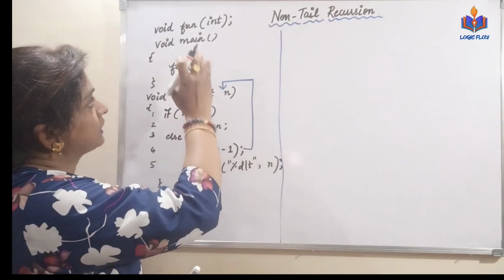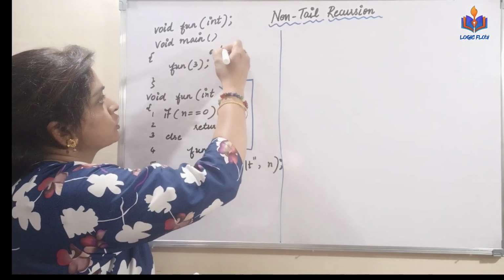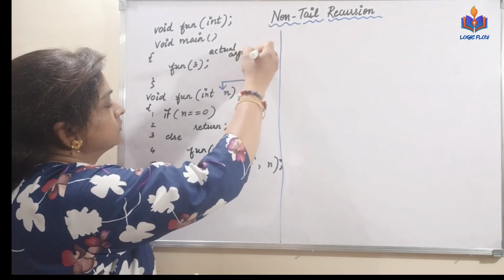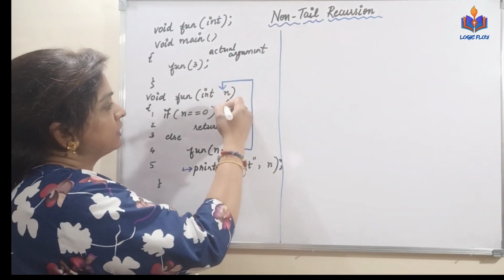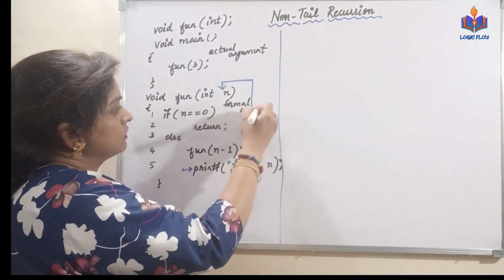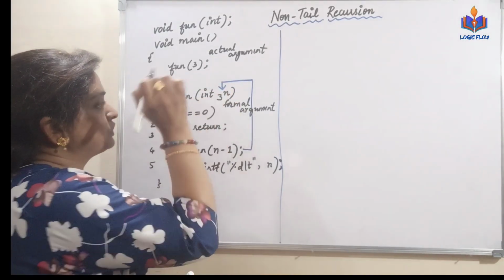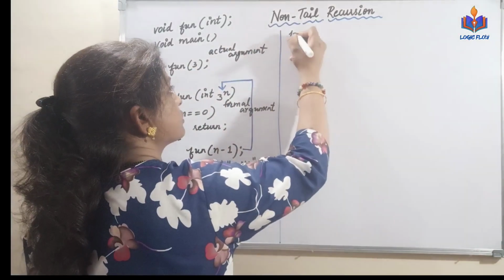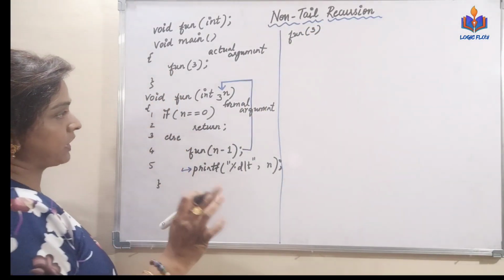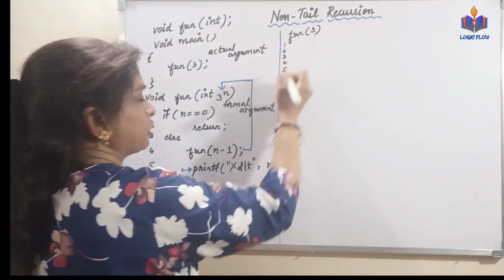So we have the function declaration, the main function. I am calling the function, passing the actual argument, which is received by the formal argument, that is n. n is receiving the value 3. So I am calling function of 3. How many statements do I have? 1, 2, 3, 4, 5 as usual. So let me write the statements that are put into the stack memory.